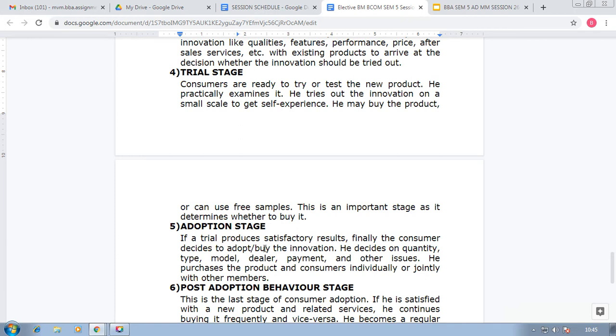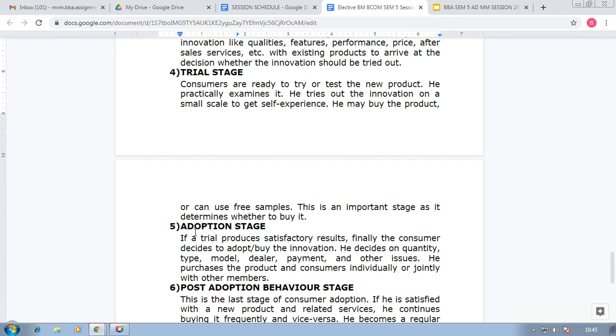નક્કી કરે કે મારે આ જ મોડલ લેવું છે અને ખૂબ સારું છે. બરાબર. કન્ઝ્યુમર્સ કોના આધારે ડિસાઇડ કરે? પ્રોડક્ટ ટાઈપ કેવો છે, મોડલ કેવું છે, કયા ડીલર પાસેથી લેવું, પેમેન્ટ કઈ રીતે કરવું, ક્વોન્ટિટી કેટલી લેવી. કાર હોય તો એક જ લેવાય. બરાબર. પણ ફૂડ પ્રોડક્ટ્સ હોય તો કેટલી ક્વોન્ટિટીમાં લેવાની છે.